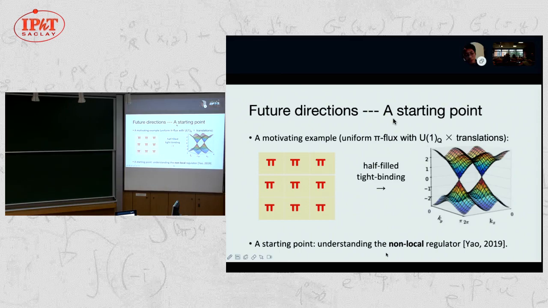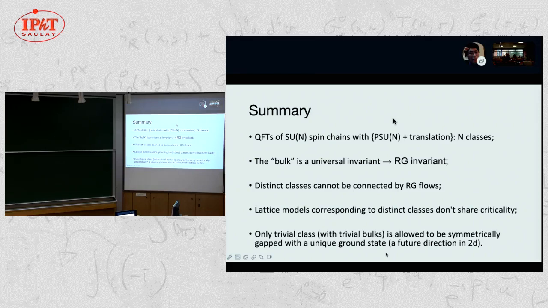Okay, so here is the summary. We classified the QFTs of all SU(N) spin chains with SU(N) spin rotation symmetry and translation symmetry, and it turns out there are N classes. The bulk we constructed is a universal invariance, specifically an RG invariant, so it can decide the connectedness of the RG flows on the critical phases.